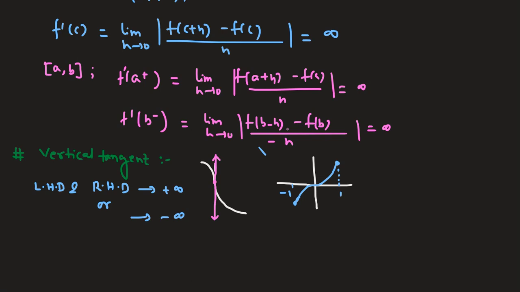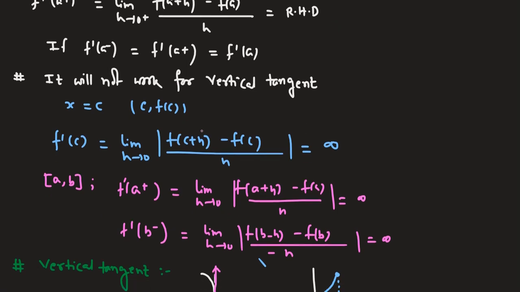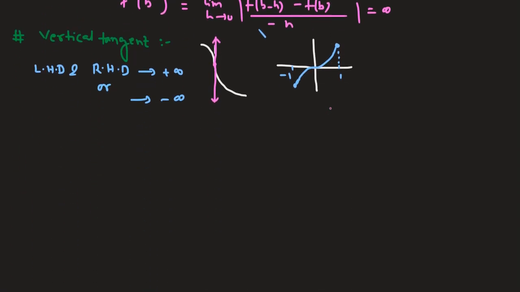Now here my purpose is to explain that when the vertical tangents exist, then it does not follow the definition of the left hand and right hand derivative. So in this case we are taking the modulus and we are trying to get the infinity. Now in case of the vertical tangent from both sides, the left hand limit and right hand limit either tend to plus infinity or they tend to minus infinity.